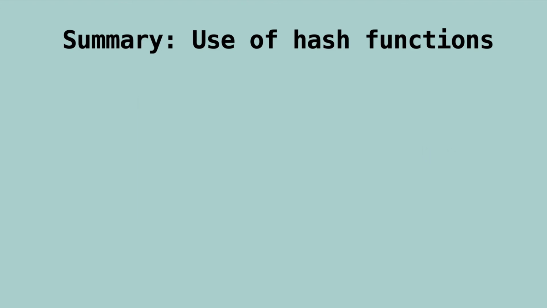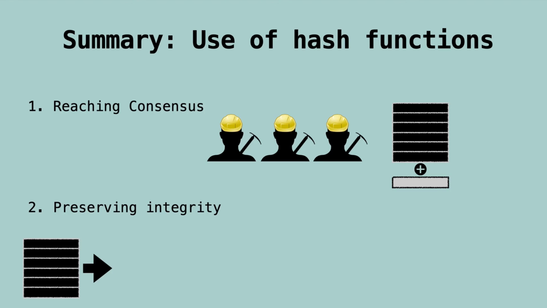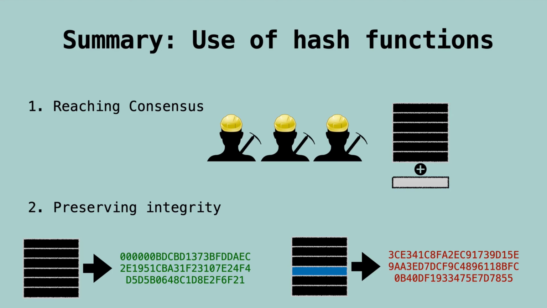Let's get to the summary. Hash functions play an important role in cryptocurrencies. First, reaching consensus over how new blocks are added to the blockchain. In Bitcoin, there are so-called miners who compete against each other over who gets to approve the next block of transactions. To do that, they have to find a hash that has a certain number of leading zeros. Second, preserving integrity. Hashes are used to encode the current state of the blockchain. If someone tampers with it, the hash changes entirely and everybody is alarmed. So hash functions make the blockchain an immutable ledger.